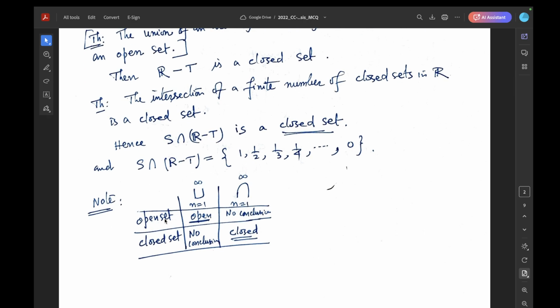Note that an arbitrary collection of open sets, either finite or infinite, when united is always an open set. But for an arbitrary collection of closed sets, the union may be either an open set or a closed set; no conclusion can be made here. For closed sets, the arbitrary collection's intersection is always a closed set.